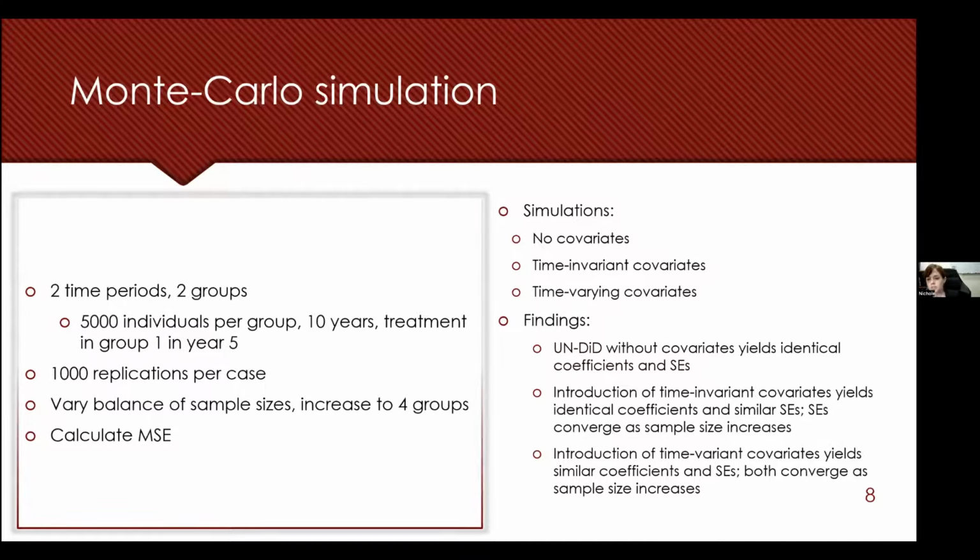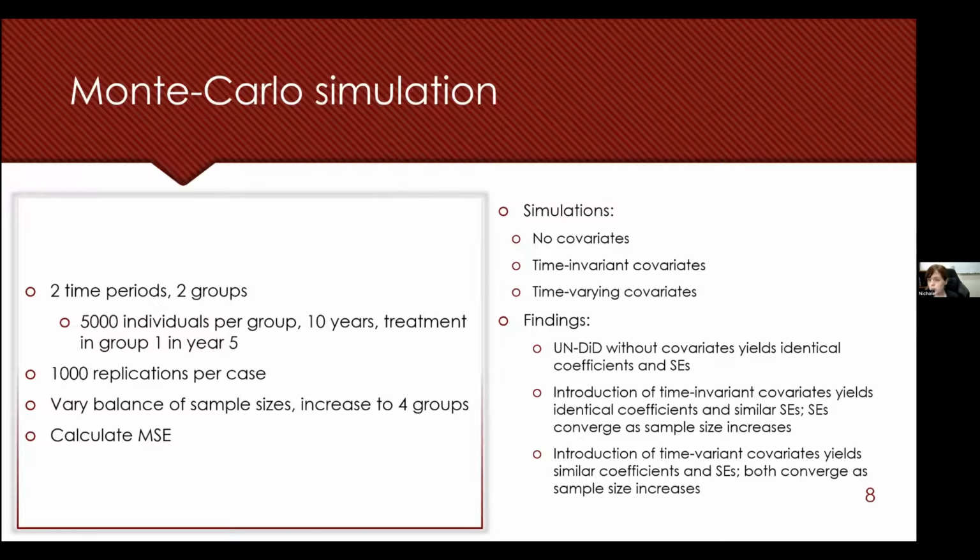In terms of the simulations themselves, we started with the simple case with no covariates, just to see how things performed. And then we introduced time invariant covariates and got a little bit more complicated with time varying covariates and assessed performance of this novel method in all of these different conditions. So to give you a general sense of our findings, this novel method performed really, really well without covariates. So it yields identical coefficients and identical standard errors. Once we introduced time invariant covariates, things started to change a little bit, and I'll show you what that looks like on the next slide.